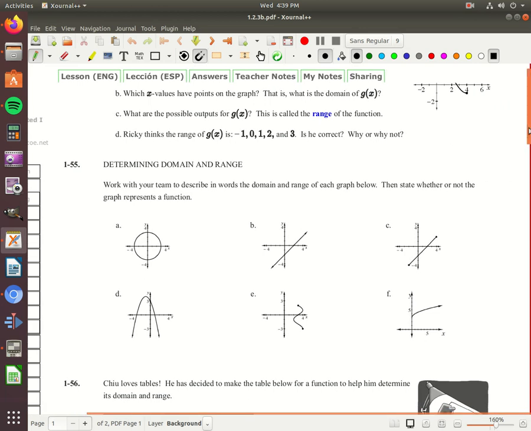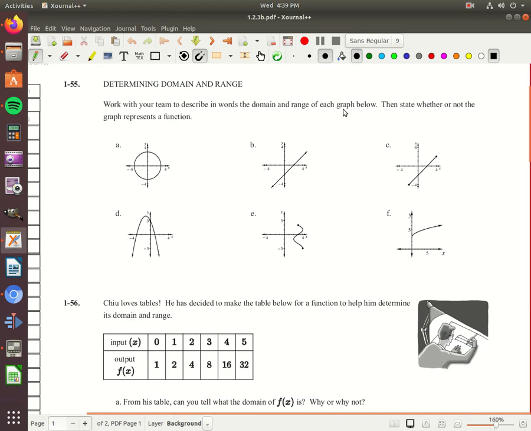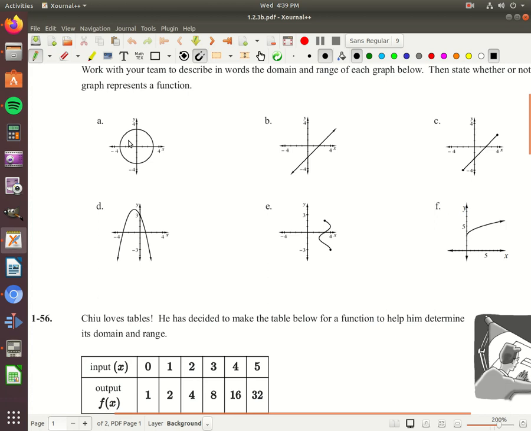Determining domain and range. So first of all, we're going to answer, is this a function? And then we're going to say domain and range. First of all, is this a function? Of course, it's not a function. It's obviously not a function because here I have multiple outputs. So we'll say not a function.